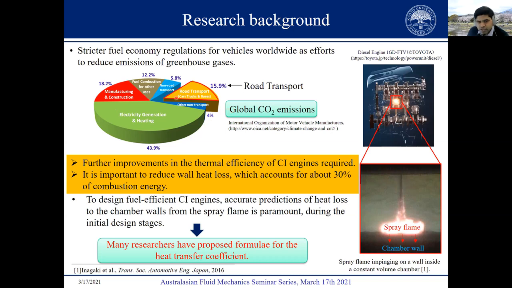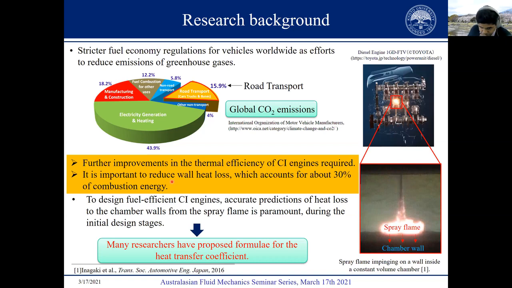If we analyze the breakdown of global CO2 emissions, you will see that the road transport industry, which is vital for any economy, accounts for roughly 16% of the global CO2 emissions. So the need of the hour is to develop thermal CI engines, that is compression ignition engines, with much better thermal efficiencies. And one way to do that is to reduce the heat loss through the wall that occurs in these engines. This can account for roughly 30% of the combustion energy in some cases.